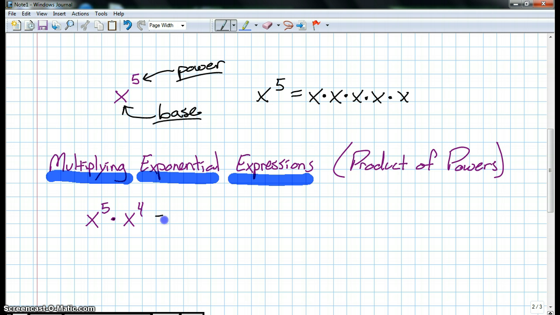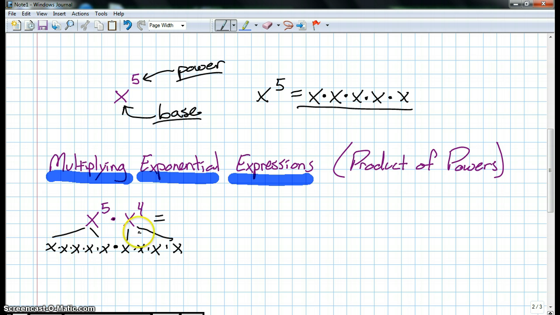So there's a couple of ways to look at this. If we remember, x to the fifth, as we saw up here, is really 5 factors of x. So we could have x times x times x times x times x. That's what x to the fifth here becomes. So then you can also go with that x to the fourth has 4 factors of x. So we'd have x times x times x times x. 1, 2, 3, 4 for x to the fourth.